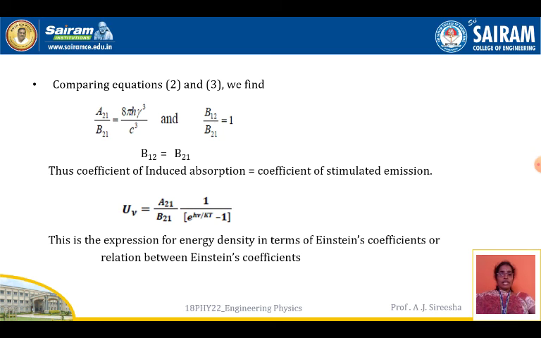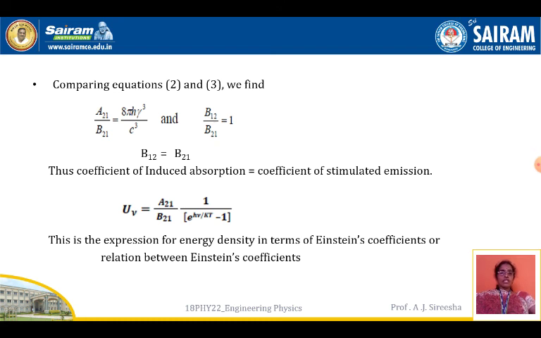Now in general we can write u nu is equal to A21 by B21 into 1 by (e to the power of h nu by kT minus 1). This is the expression for the energy density in terms of Einstein's coefficients, or the relation between the Einstein's coefficients. Here we have defined A21 as the Einstein's coefficient of spontaneous emission, B21 is the Einstein's coefficient of stimulated emission, and B12 is nothing but the Einstein's coefficient of induced absorption.